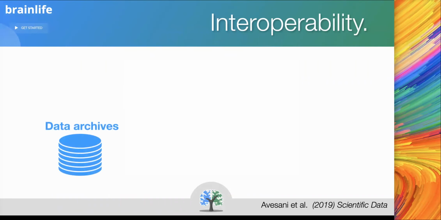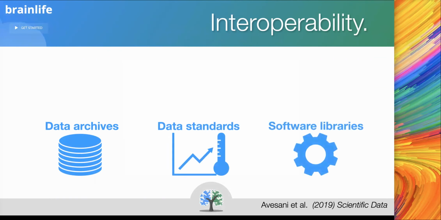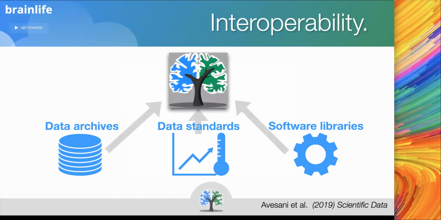Interoperability. Data archives, data standards, and software libraries are three key aspects of software and neuroinformatics development out there. And these are the three assets that BrainLife brings together. BrainLife connects archives and software libraries via data standards, so as to allow researchers to process data on the cloud.